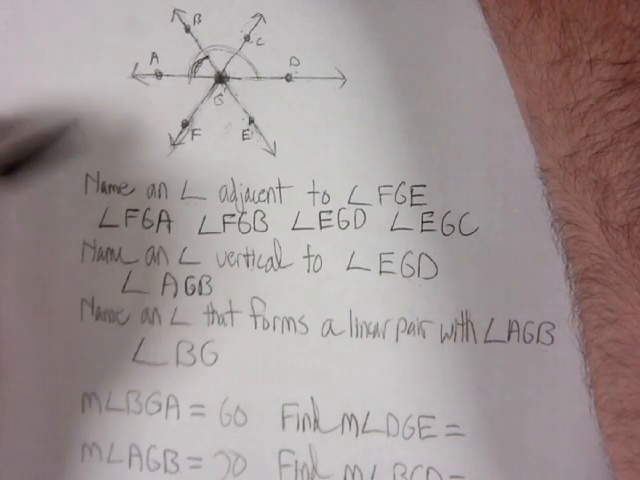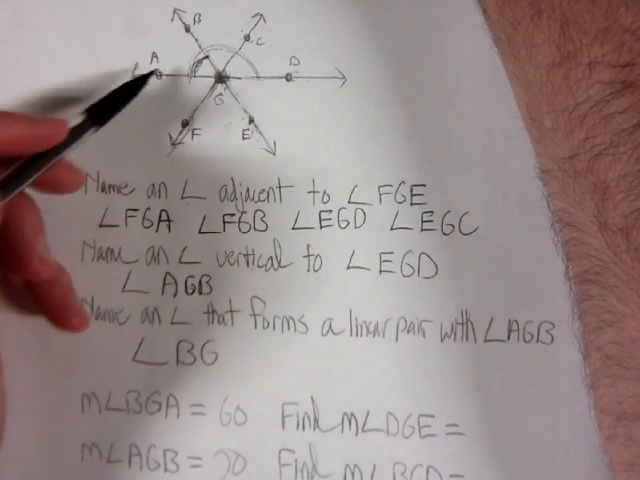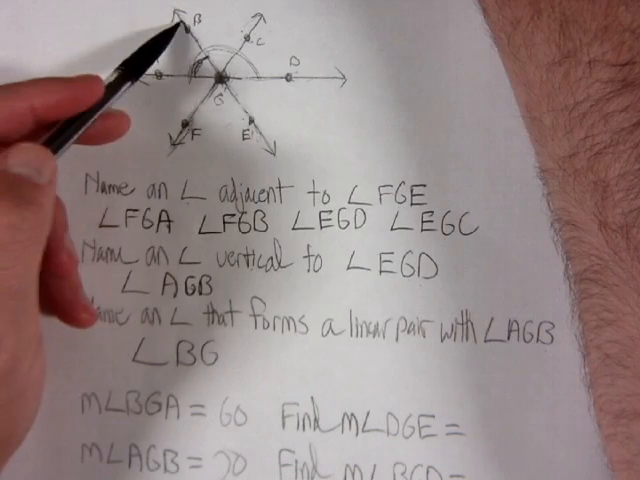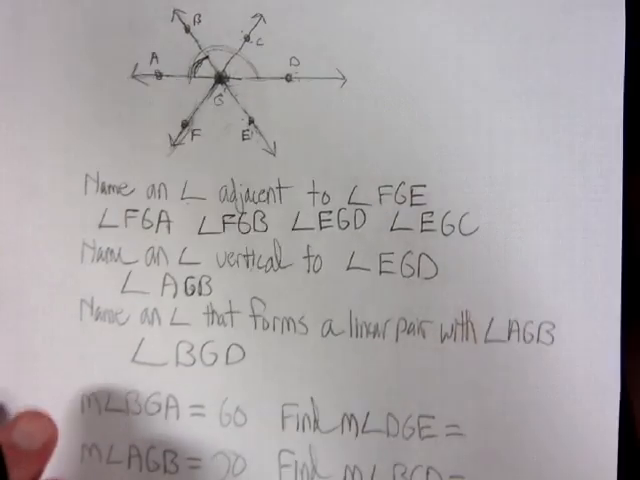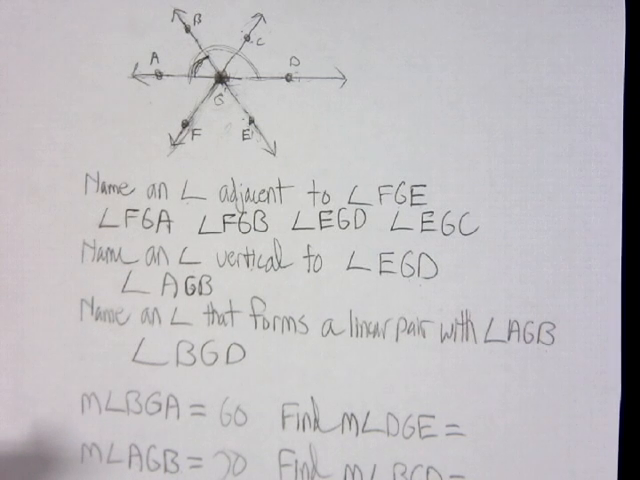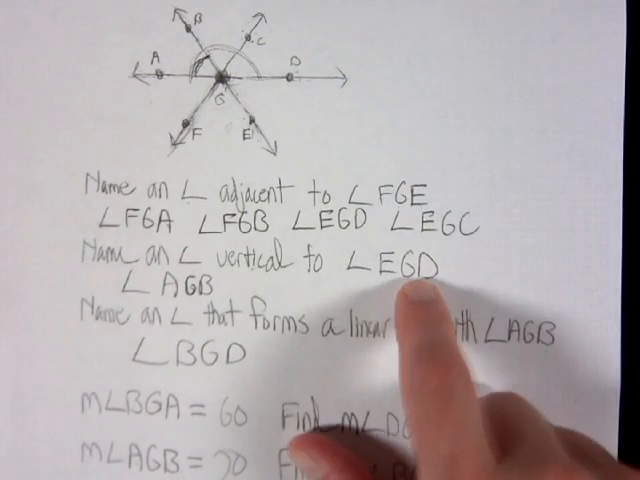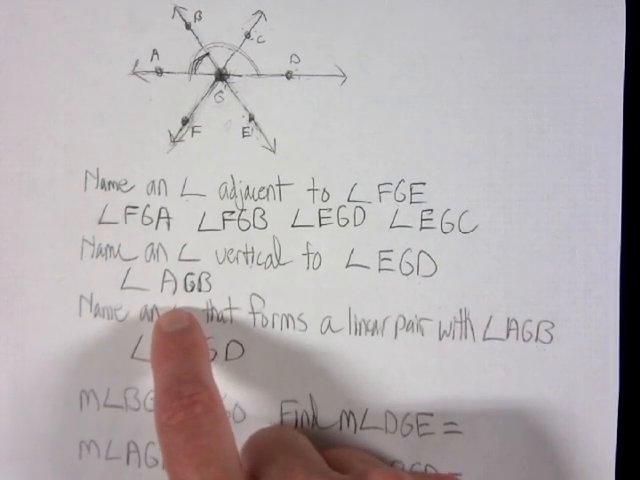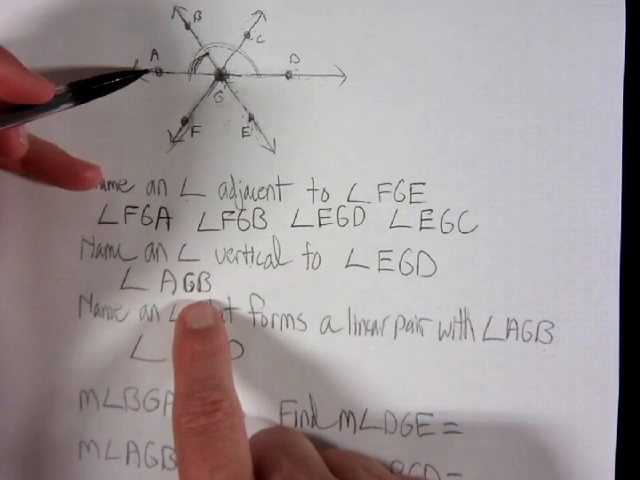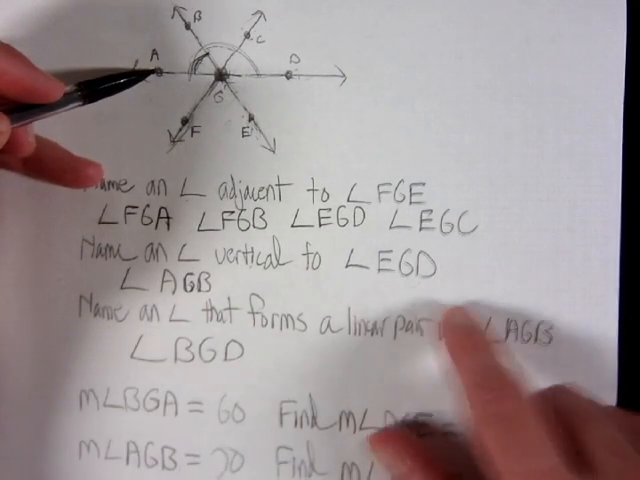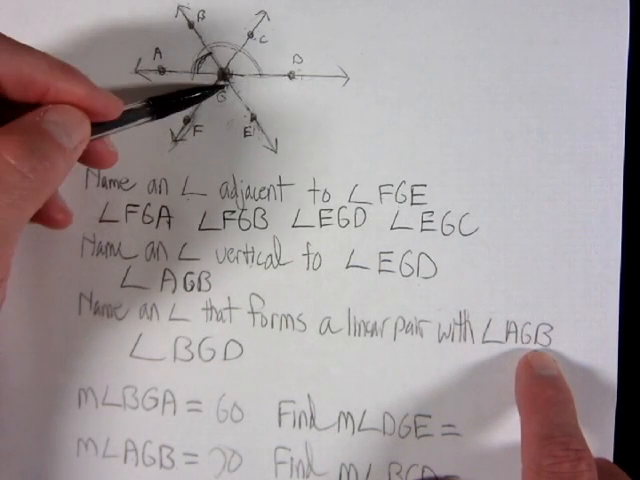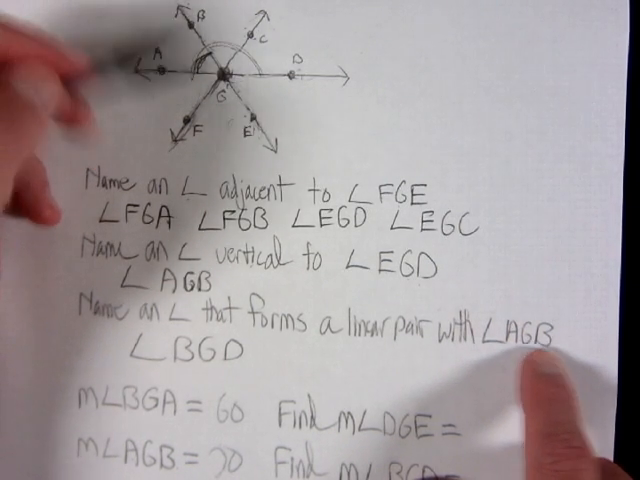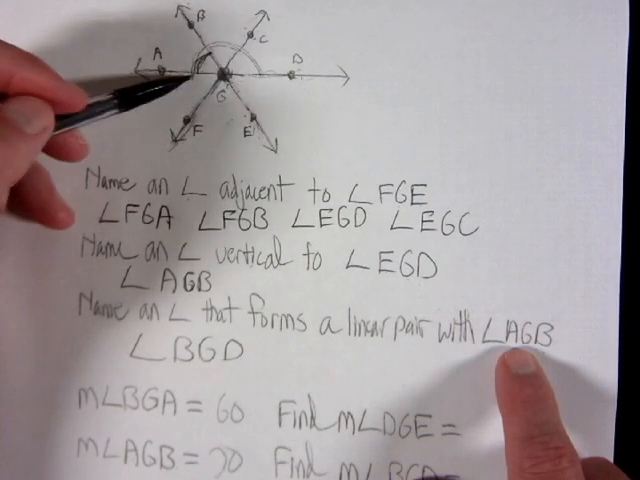So an angle that forms a linear pair with AGB would be BG and then D. Remember, anytime they ask you this question, name an angle that forms a linear pair, you've already got 2 of the letters of the answer. And so if it's AGB, then one that's vertical to this side would be BG something, and then finish it out to make half a circle.